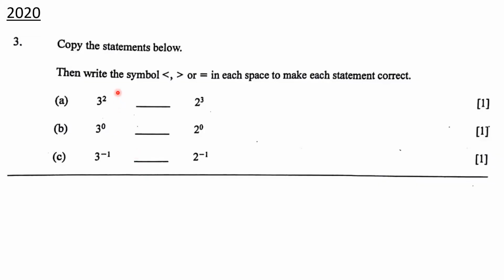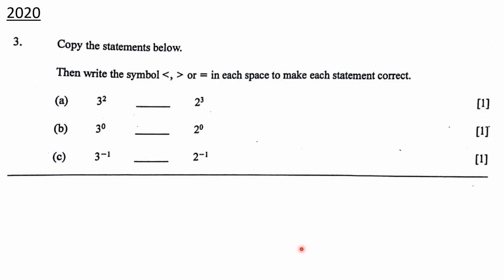Let's consider this question. It says, copy the statement below, then write less than, greater than, or equal to in each space to make each statement correct. Here we have 3 to the second power and 2 to the third power. And the question is, which one is bigger? Is 3 squared bigger than 2 to the third power? Is 2 to the third power bigger than 3 squared? Or are they actually equal?